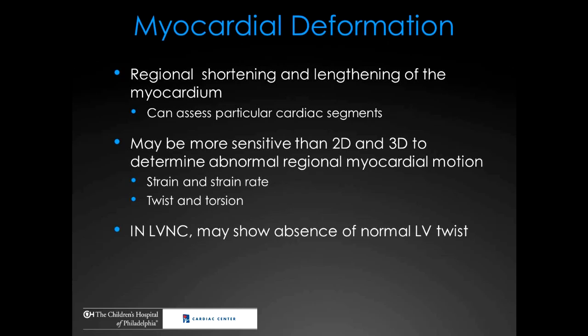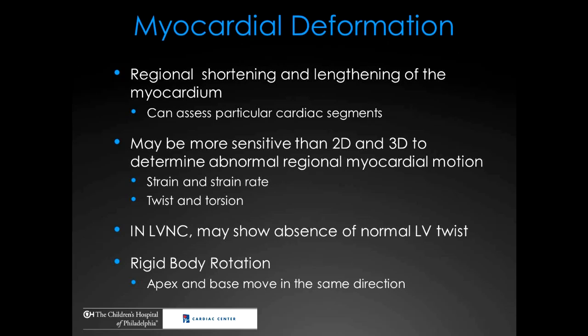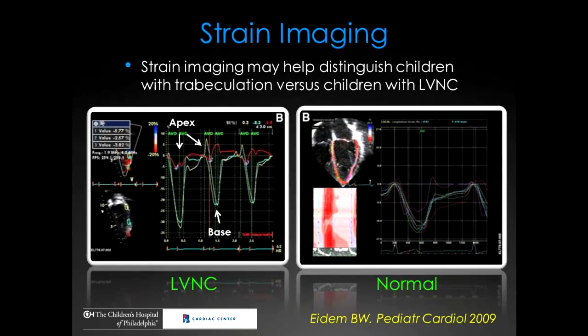In LV noncompaction, it's been noted that patients who have this may have absence of normal left ventricular twist, which I will go over in just a moment. These patients may have what's called rigid body rotation, and that's defined as when the apex and the base of the heart move in the same direction.